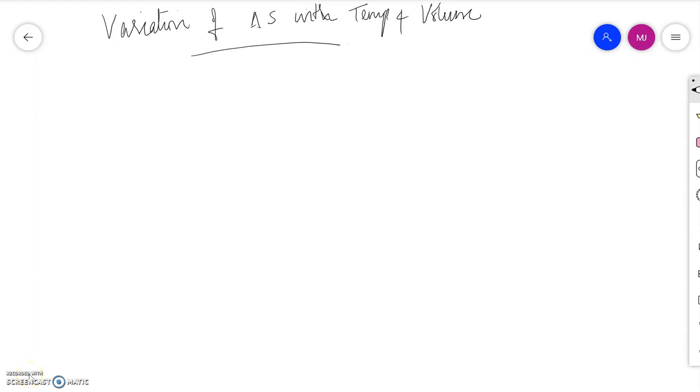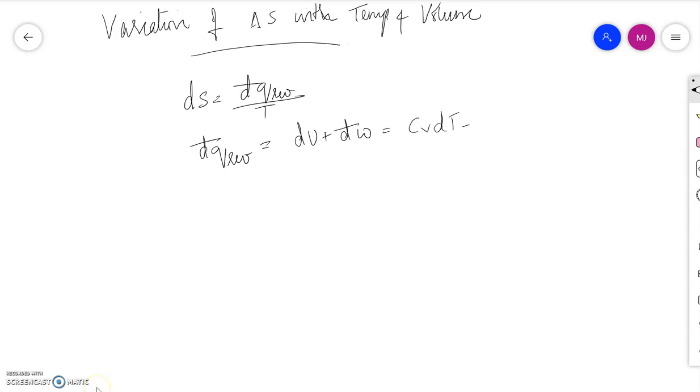Good morning, students. Today we will be learning the variation of entropy, the change, delta S, with temperature and volume. You know that dS is defined as đq reversible by T. And according to the first law of thermodynamics, đq reversible is defined as dU plus đw, or that is equal to Cv dT plus P dV.